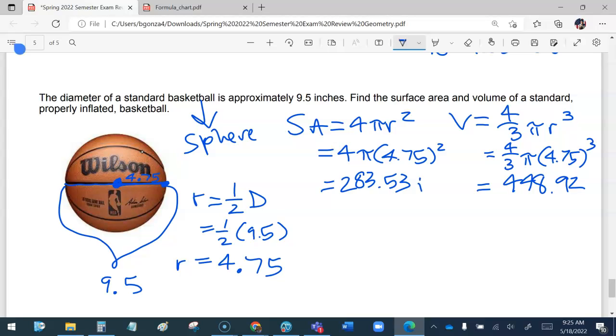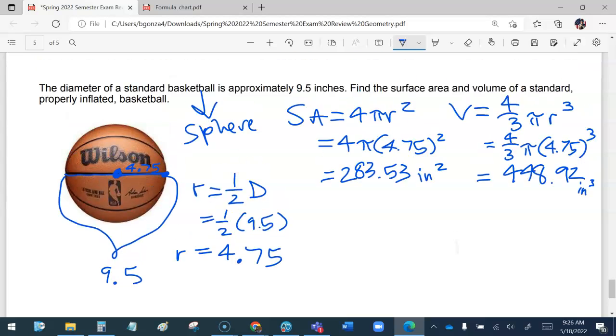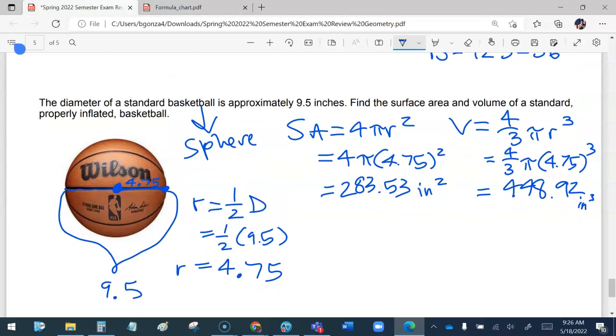And since we're talking about inches, inches are squared for surface area, inches are cubed for volume. And that is your review for your final. Make sure you study these concepts and are ready to take a test based on these concepts.